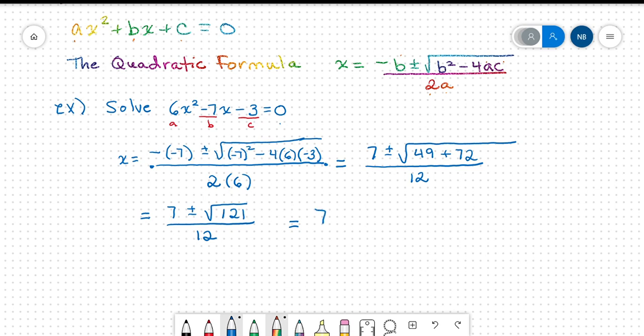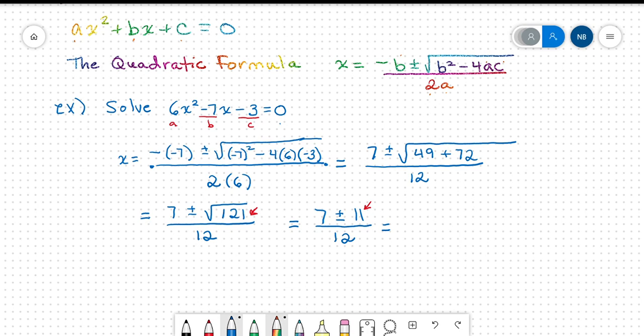You might be surprised to find that it is a perfect square. The square root of 121 is 11, all over 12. When that happens, when your radicand, which is the number under the radical, is a perfect square, it means that you could have factored the original problem. But it's okay that you didn't, because we can still find the answers.